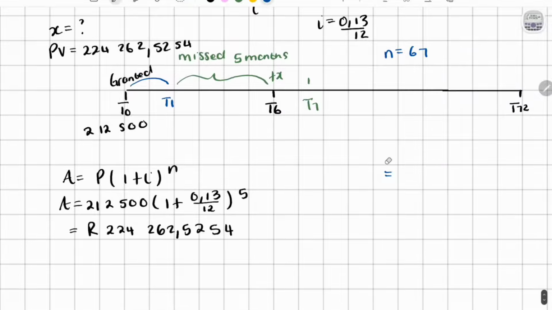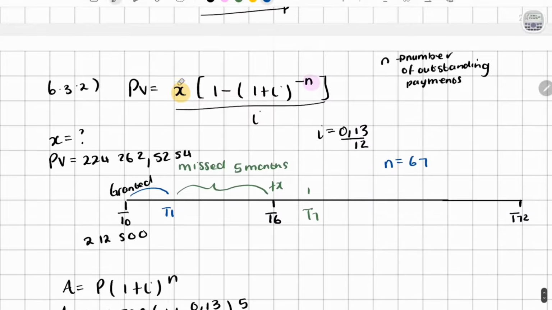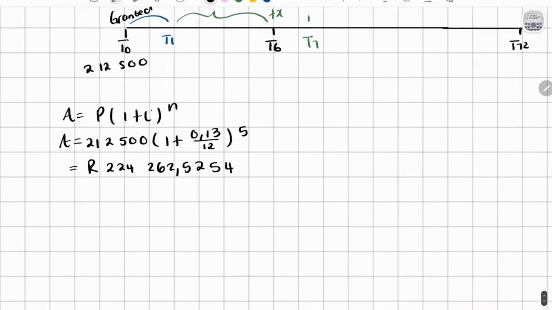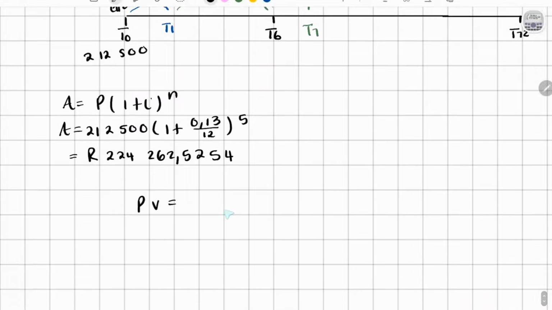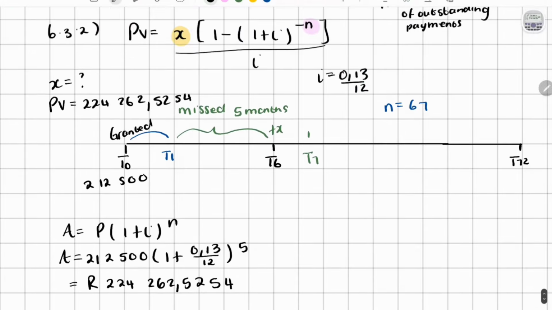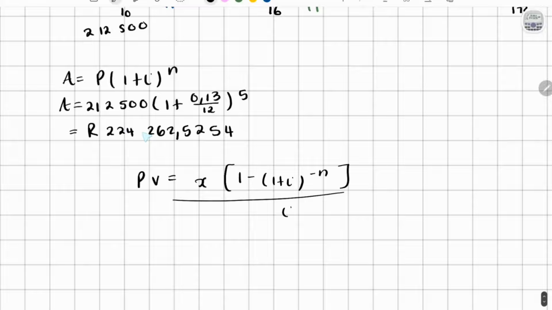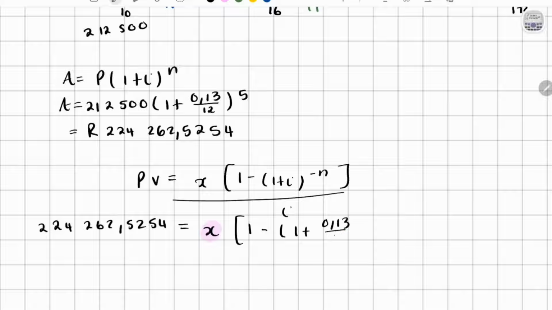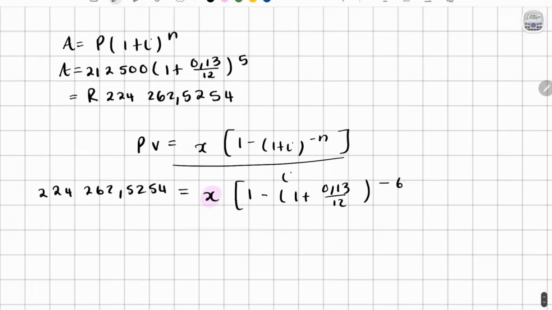So now that we have everything, we can use the present value formula and solve for x. Okay, so putting everything down. Present value is equal to, and then I'm just going to put the formula down again. So the present value, we know what that is. That is this amount, 224,262.5254, is equal to x, which we don't know. We're looking for the value of x. And then we open a bracket, 1 minus 1 plus the interest, 0.13 over 12, raised to the power of negative 67, and then over that interest.